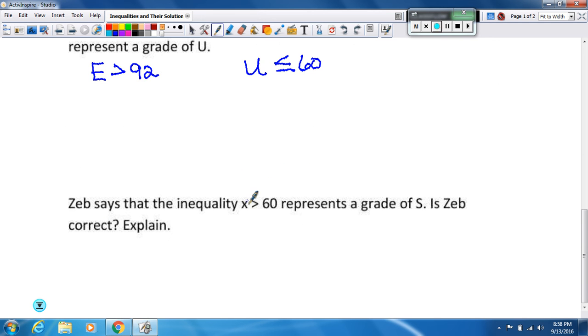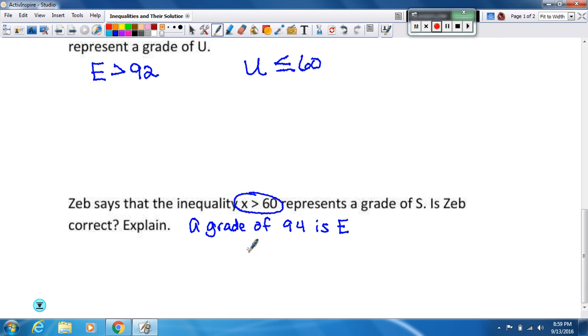Zeb says that the inequality x is greater than 60 represents a grade of S. Is Zeb correct? And explain. He is not correct, because if you choose 94, a grade of 94 is an excellent score. Because remember, anything over 92 is excellent, and this stipulation says x is greater than 60, but this is a counterexample.